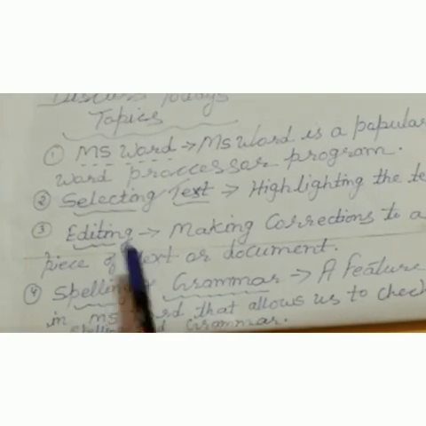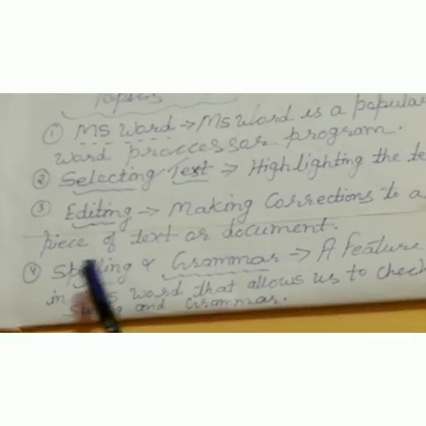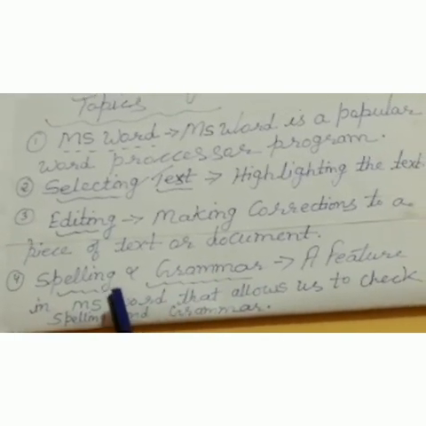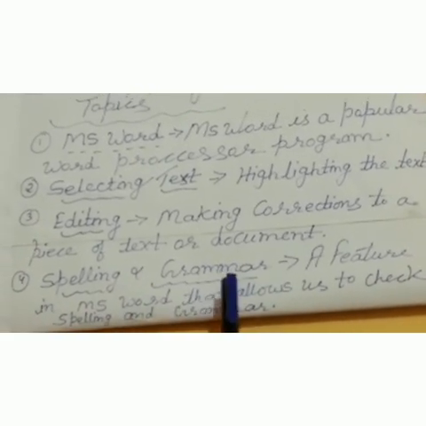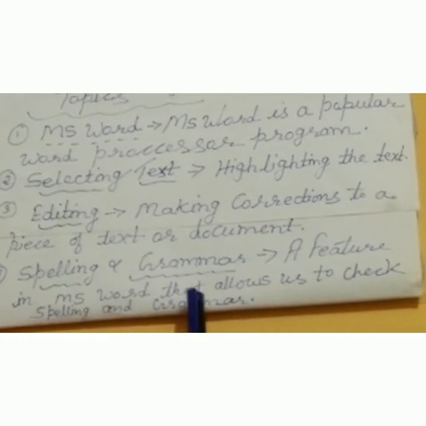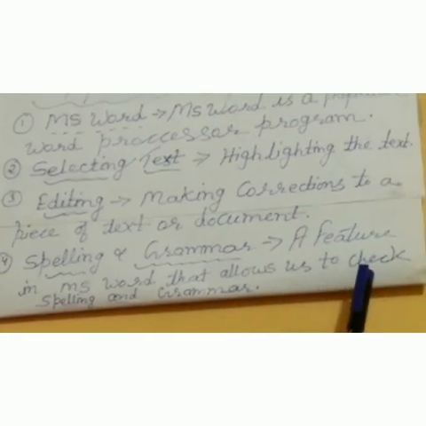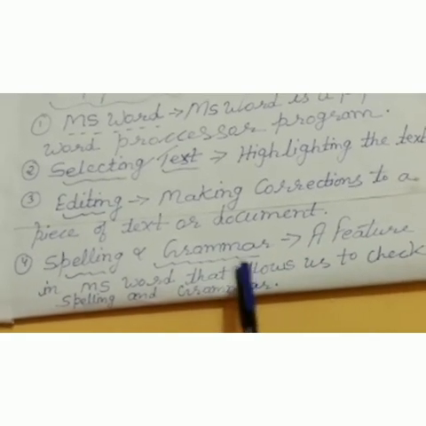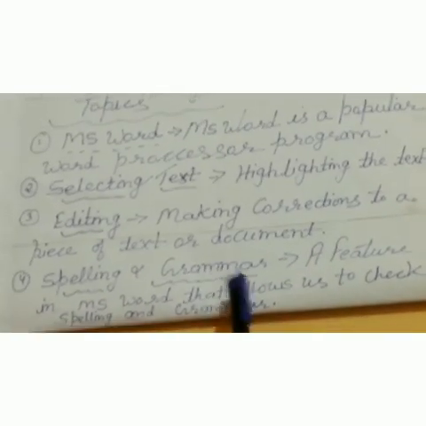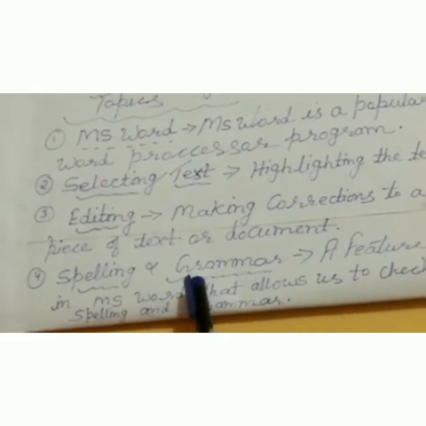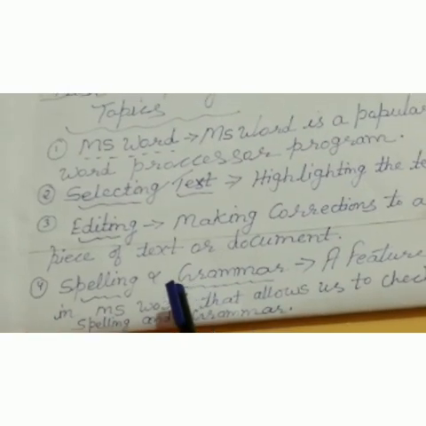Next and last, fourth important point is spelling and grammar. You know very well how spelling and grammar work in MS Word. It is a feature in MS Word that allows us to check spelling and grammar. It helps us find spelling and grammar mistakes with the help of MS Word, and its shortcut key is F7.